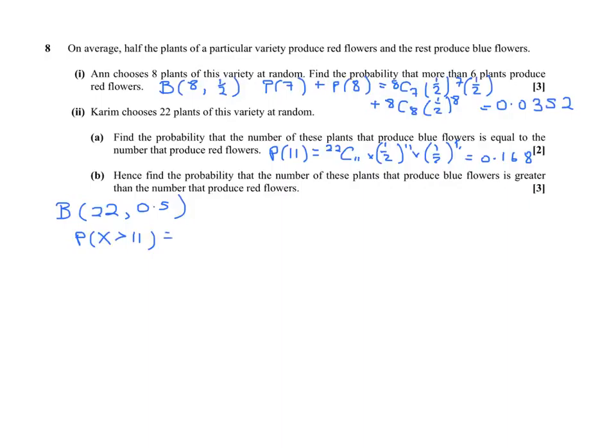What we're looking for is the probability of 12 or 13 or 14 and so on up to the probability that we get 22 blues. It is very long-winded, it's just a case of typing it in really carefully. You will get an answer to 3 sig figs, 0.416.